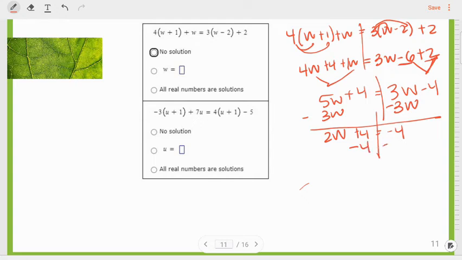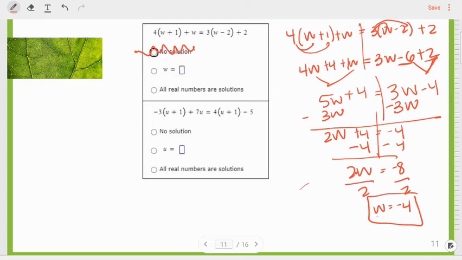Still trying to get w by itself, so I end up with 2w is equal to negative 8. And last step, divide. So w equals negative 4. So the answer is not no solution. If you end up with a number, a variable, most importantly, then I'm going to choose this option, w equals negative 4. And it's not no solution, it's not all real numbers are solutions. Let's look at the second option. So let's draw this over here.